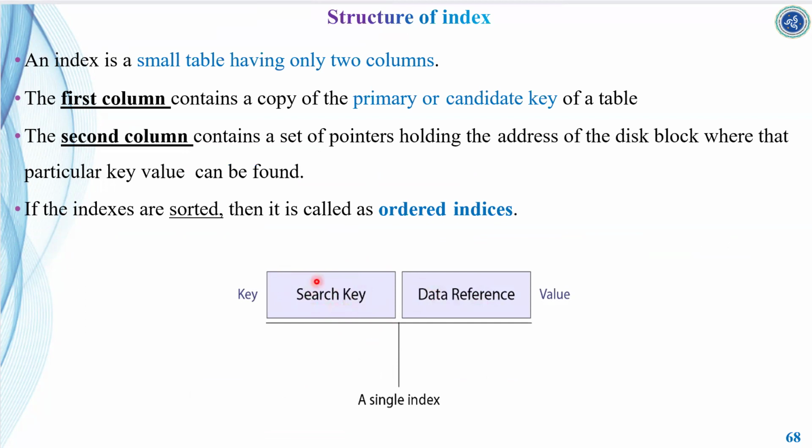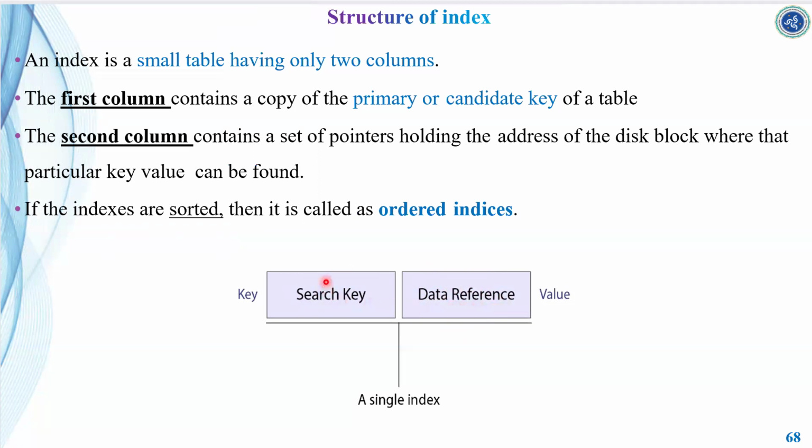Two columns, and the first field is a search key, which belongs to the main table. So this is actually that entry in the main table, that is a field value. And the second thing is the data reference, that is a pointer. So the first column will be any key value, which can be a primary key or a candidate key of the master table, the main table. And the second thing is the pointers that will be holding the address value. Pointers means that you hold the address, right? So pointers hold the address of the disk block where this particular key value is found.